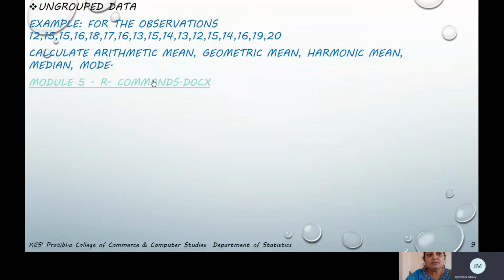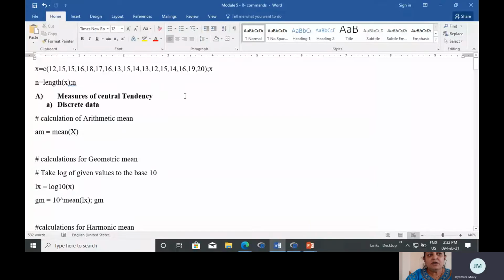Now the R command for this: we enter the observations by using x equal to c of all observations, and then a semicolon. In R, two commands are separated by a semicolon. Then we assign the length of all these observations to the variable n. So that we will copy and take to the R software.